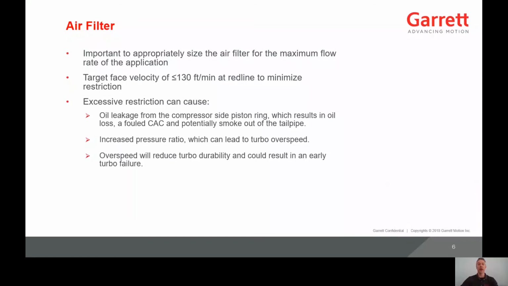It is important that the air filter is sized for the maximum flow rate of the application. The target face velocity is equal to or less than 130 feet per minute at redline to minimize restriction, as excessive restriction can cause oil leakage at the compressor side piston ring, which results in oil loss, a fouled charge air cooler, and potentially smoke out of the tailpipe. Excessive restriction can cause an increased pressure ratio, which can lead to turbo overspeed. This overspeed then can reduce turbo durability and can result in an early failure.